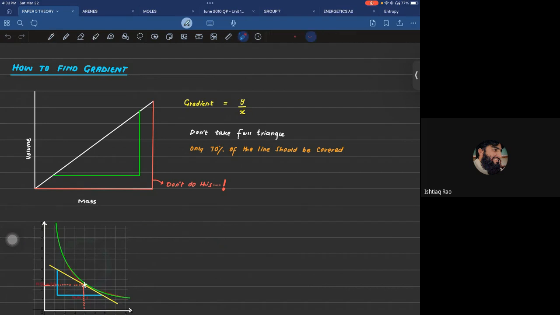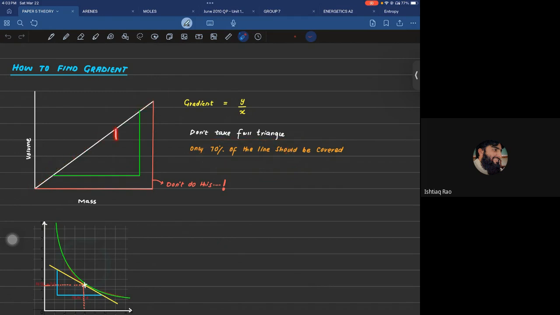Let's suppose this is the straight line obtained after plotting particular data. First of all, you have to make a triangle. Now the question is how big the triangle should be, what should be its size? Remember, 70% of the line should be covered. To get the best results, 70% of the whole line is covered.